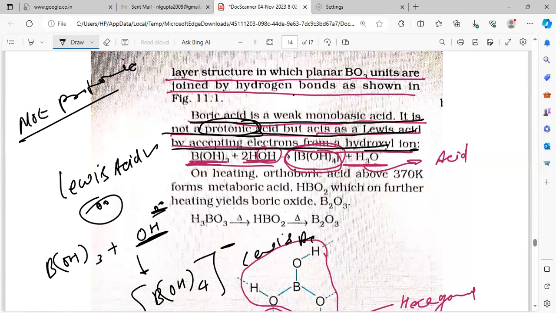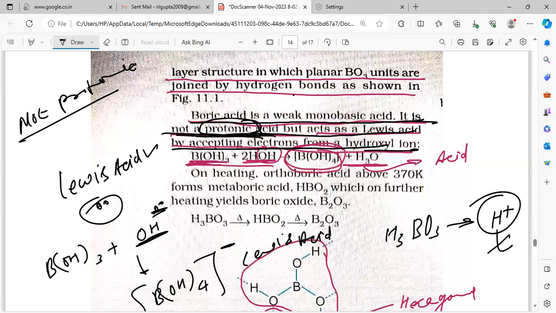But H3BO3 does not give its own proton. That is why they are saying it is not a protonic acid. Getting it? It is not giving its own proton. It gives the proton maybe from the water, but it is not giving its own.